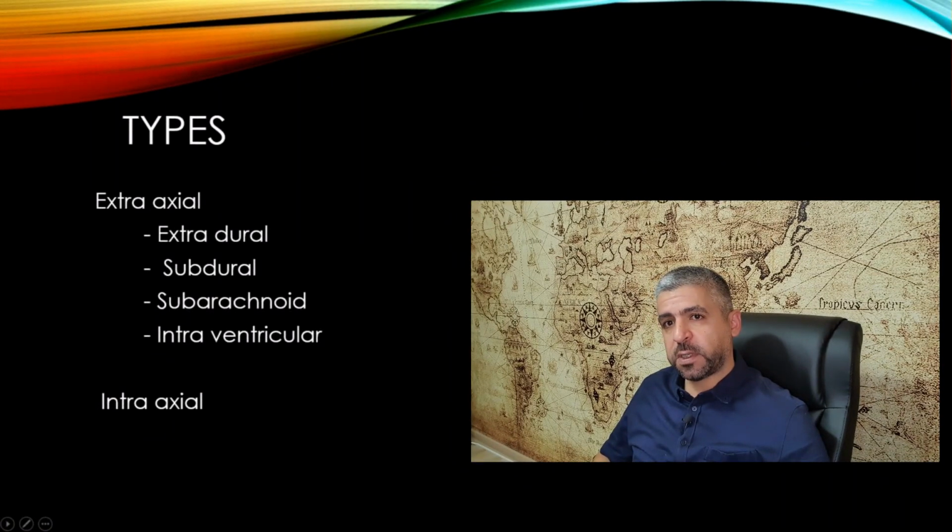So stay with me. First of all, let's start by defining the types of intracranial hemorrhage. We can divide it basically into two categories. It's either extraaxial or intraaxial. The extraaxial type is divided into four subtypes: extradural or epidural, subdural, subarachnoid, and intraventricular hemorrhage. While intraaxial is basically any bleeding that happens within the brain parenchyma.